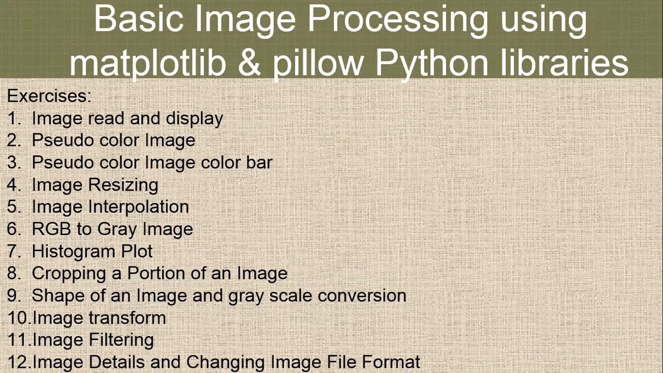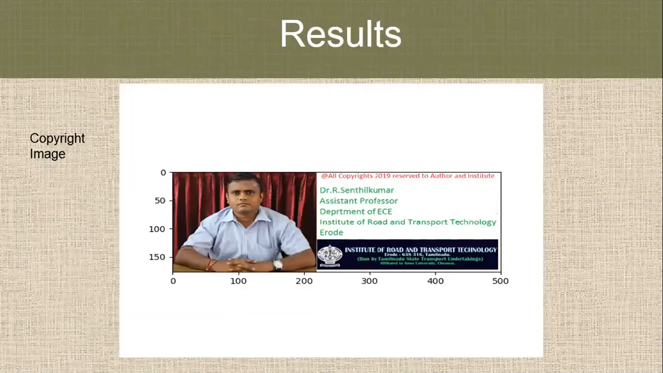These are the exercises we are going to see in this talk: basic image processing using MATLAB Flip and Python libraries, image read and display, pseudo color image, color bar, image resizing, image interpolation, color to gray image, histogram plot, cropping a portion of an image, shape of an image, grayscale conversion, image transform, image filtering, image details, and changing image file format. This one is the sample copyright image I have for image processing.